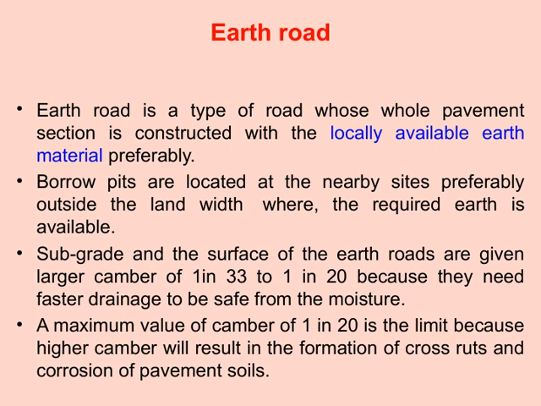However, there's a limit to how much camber we can use. The maximum camber value is generally 1 in 20. Going beyond this limit can lead to issues like the formation of cross ruts and even corrosion of the pavement soils. So, it's a balancing act, ensuring adequate drainage without compromising the road's structural integrity. Connecting this to the overall theme, effective earth road design hinges on understanding how to optimize the use of local materials while ensuring proper drainage and durability. It's about creating a sustainable, safe, and functional road that serves its purpose efficiently.